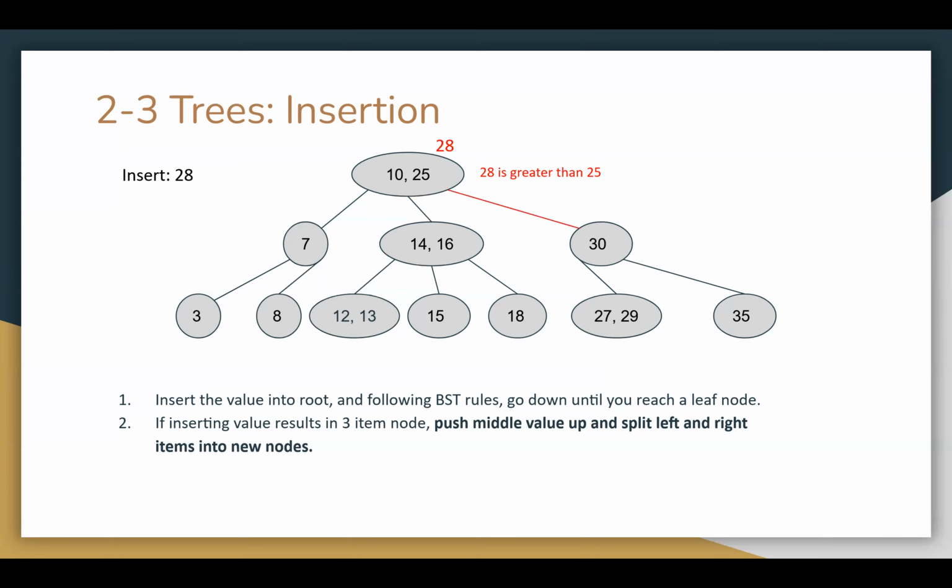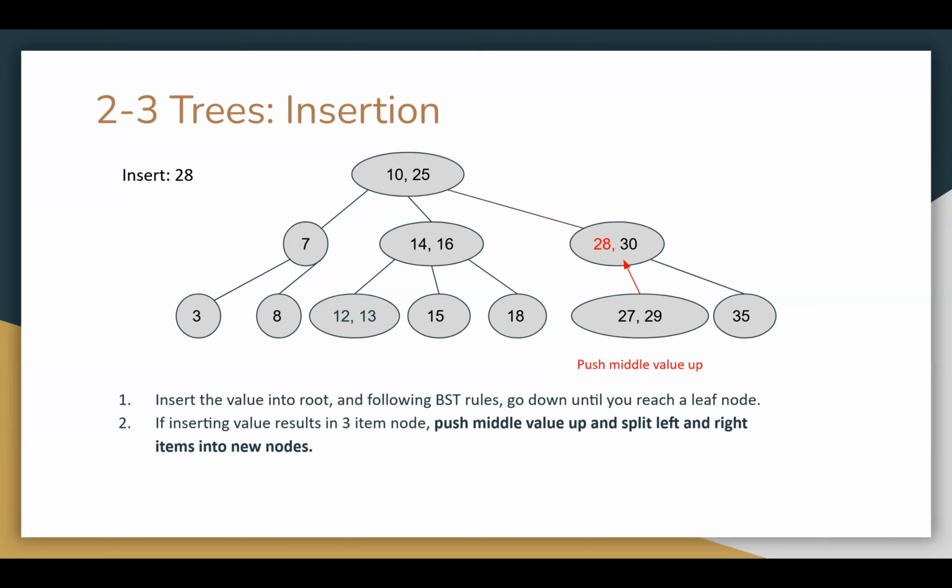28 is greater than 25 in the root node, so therefore we go to the right. 28 is less than 30, so we go to the left child. 28 is between 27 and 29, so we insert it in the middle of this leaf node. And oh no, we have a three-item node. And this is illegal, so therefore we have to use rule 2 to push the middle value up and split left and right items into new nodes. So here the middle value is 28. So therefore we push 28 up into our parent node 30, and then we split our old leaf node into 2 different leaf nodes, like so, and boom, we now have another valid 2-3 tree.